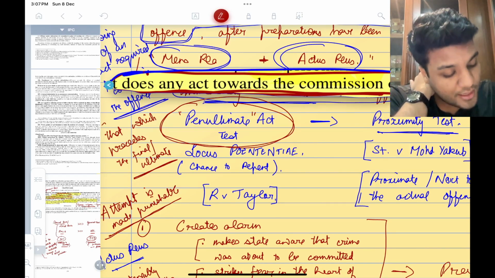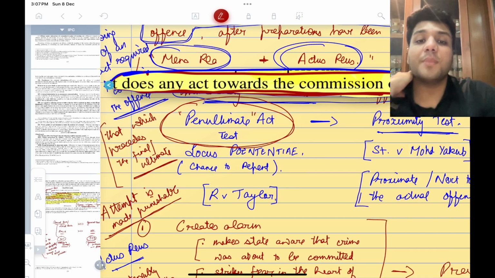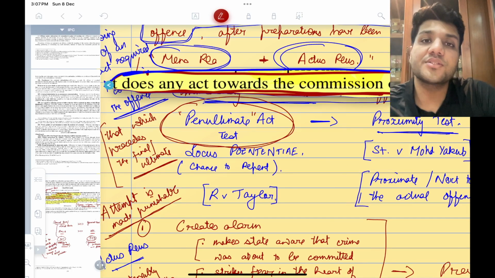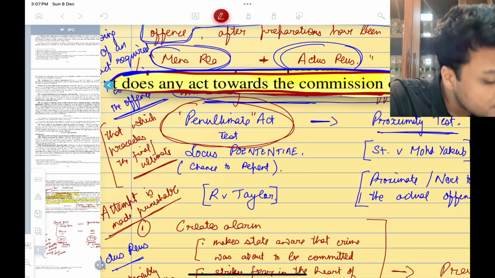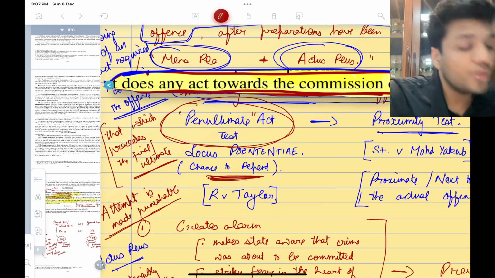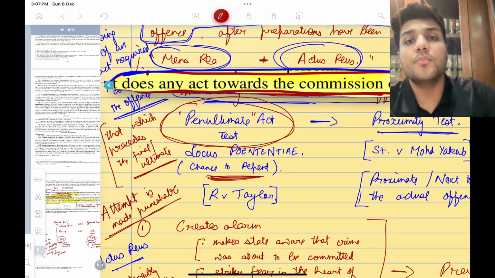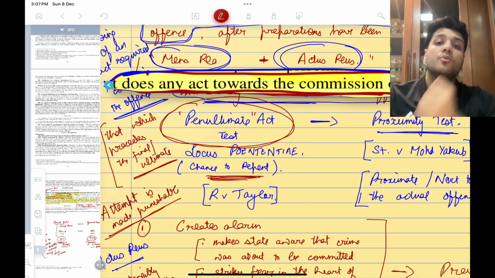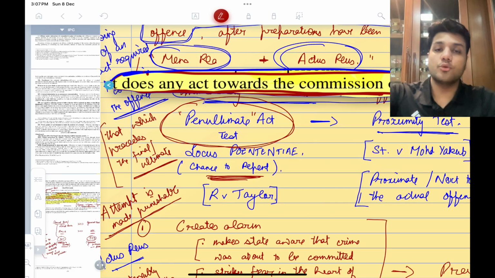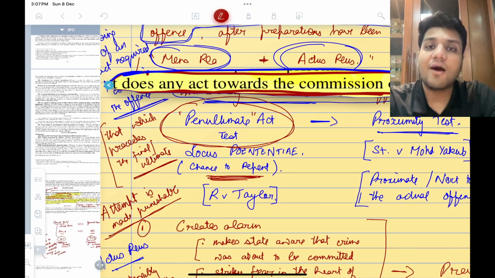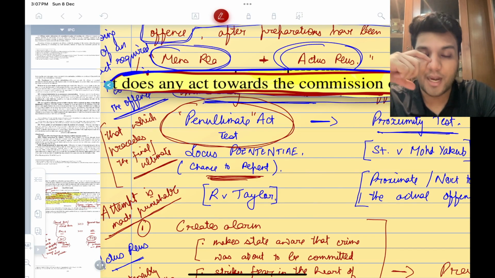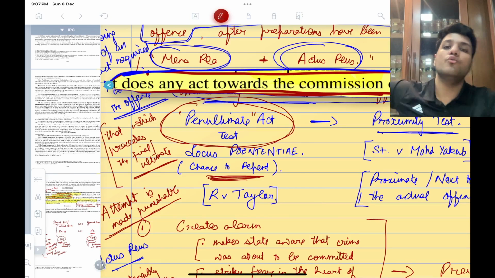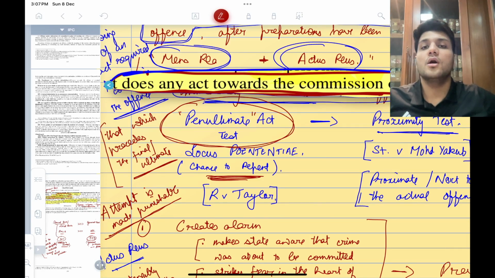So earlier when the penultimate test was used, it used to say locus poenitentiae, which meant: does the person have the opportunity to repent, the chance to repent? Which meant that only those attempts were criminalized where the person could not go back, right? So let's say you wanted to shoot someone in the head to kill them, and you pull the trigger. Only once you pull the trigger would you be responsible for attempt under the penultimate act test, because once you pull the trigger, it is out of your control whether or not the gun will be fired.